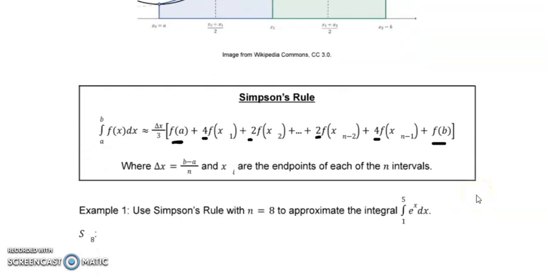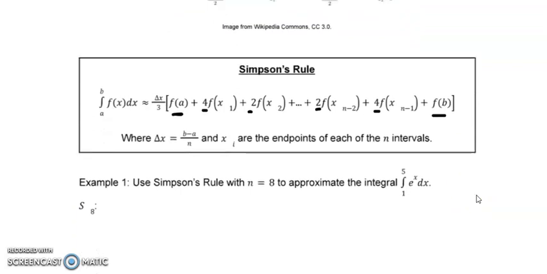Okay? So if I work through an example with you, this one says use Simpson's rule with n equals 8, so 8 partitions, to approximate the integral of e to the x from 1 to 5. So the very first thing I'm going to want to do is figure out what my delta x is. So delta x is going to be b minus a, which is 5 minus 1, and I'm dividing it by n, which is 8. So my delta x is 1/2, and then remember I have to divide that by 3.